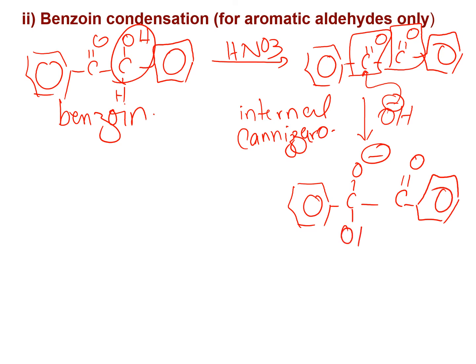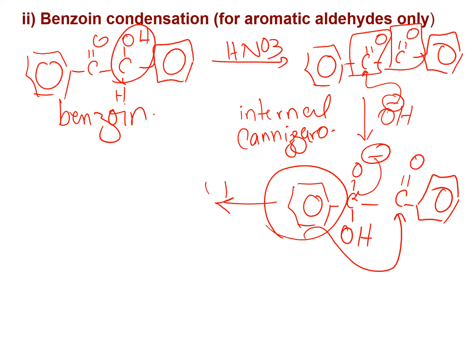So now you have an OH attached to the carbon that you have attacked, and an oxygen that is now carrying a negative charge. The double bond reforms, and what happens here is that you have a phenyl shift, a full shift of the phenyl group with its electrons. So let's start drawing from this side.